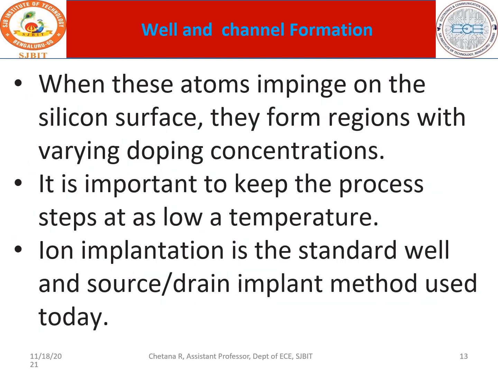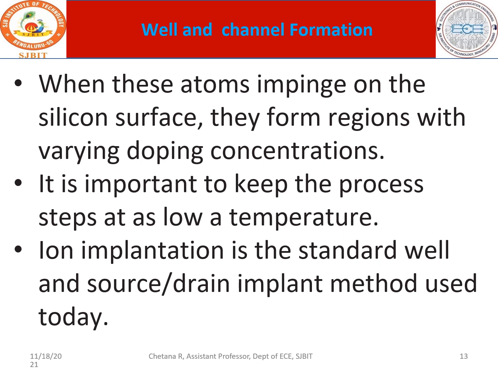So when the atoms impinge on the silicon surface, they form regions with varying doping concentrations. Yes, you have the diffusions. Say you have the P substrate. On the P substrate, you are creating a P well. Is it possible? How do you say that? On a P substrate, you are creating another P substrate. Therefore, this is possible by having different doping concentrations. That is what I mean to say here.